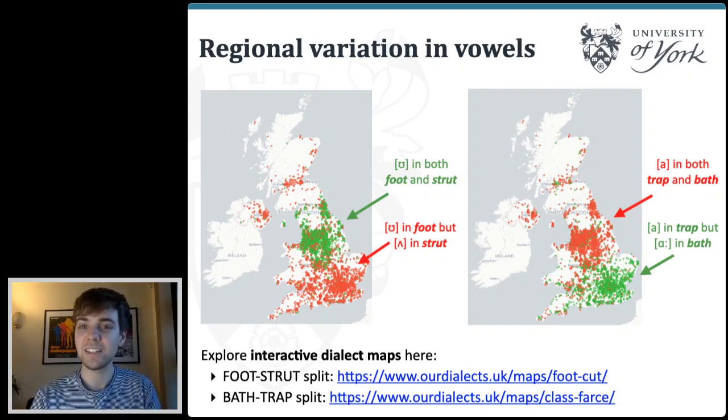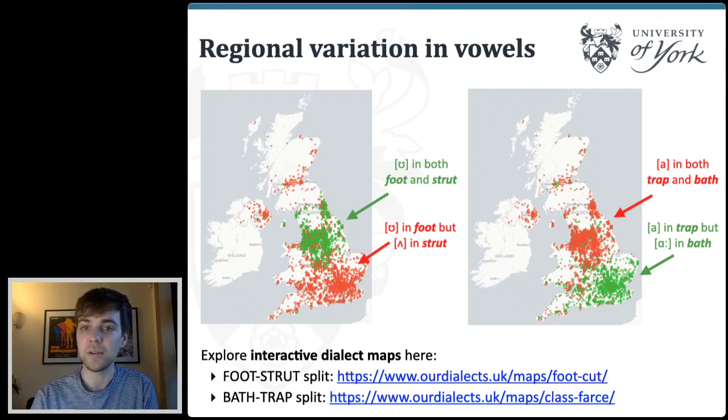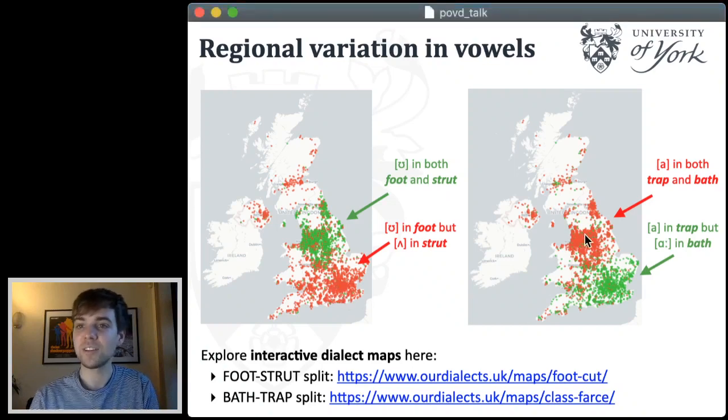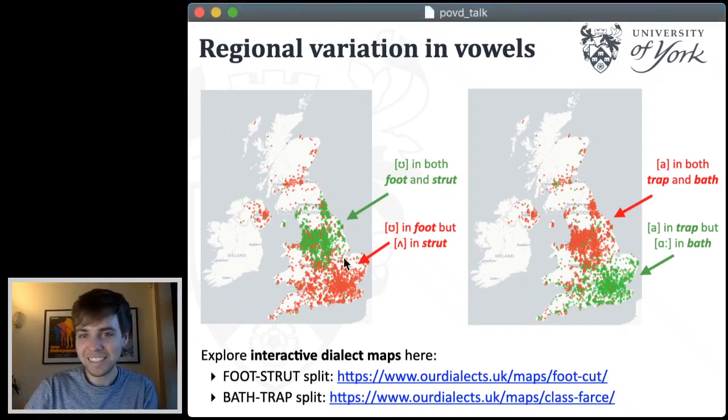And what's cool is that you can see, so the green dots here, these are people who say foot and strut. These are people who say foot but strat instead with a different vowel. And here the red dots are people who say trap and bath. And here the green dots are people who say trap but they have bath instead, the different vowel. And you can see, if you draw a dividing line, it's roughly in the same place, which is quite cool.